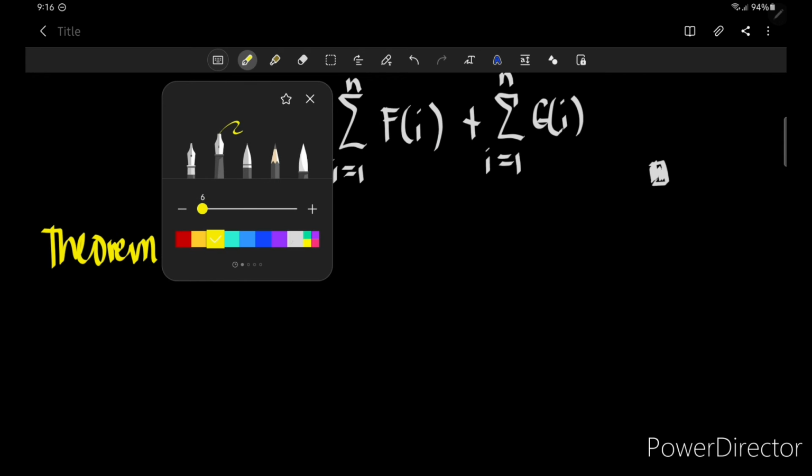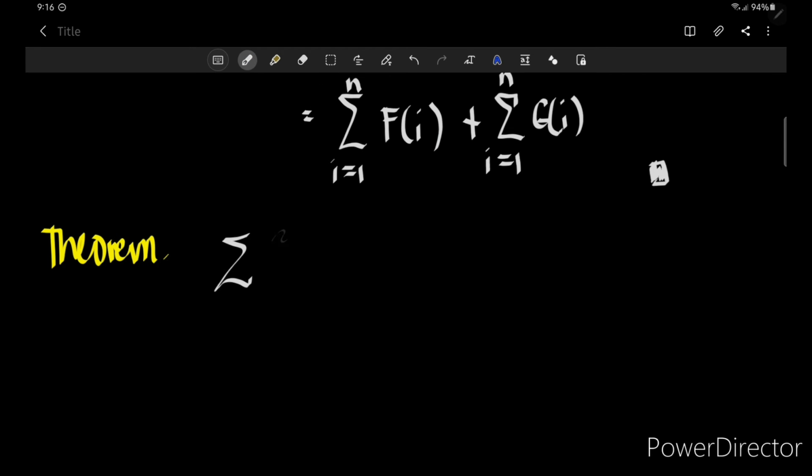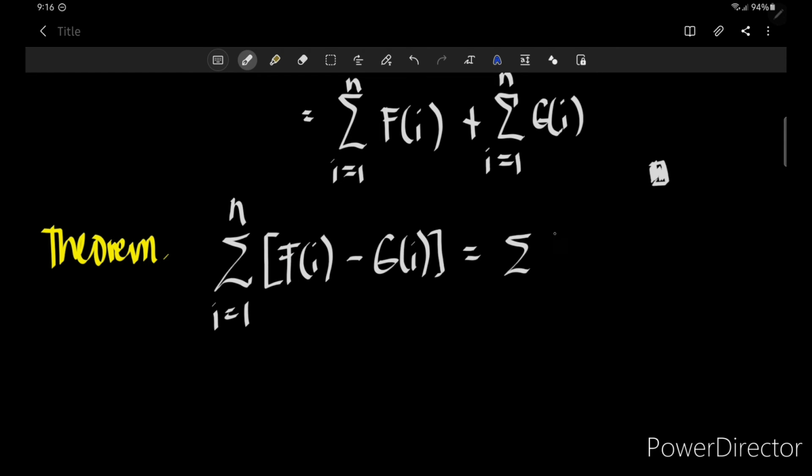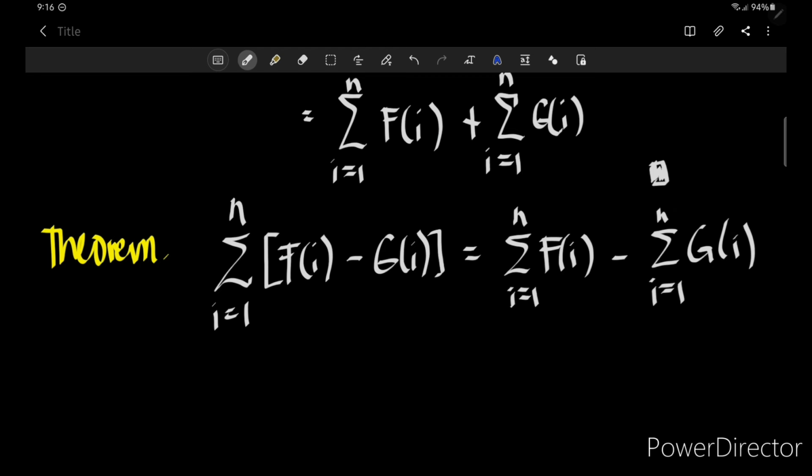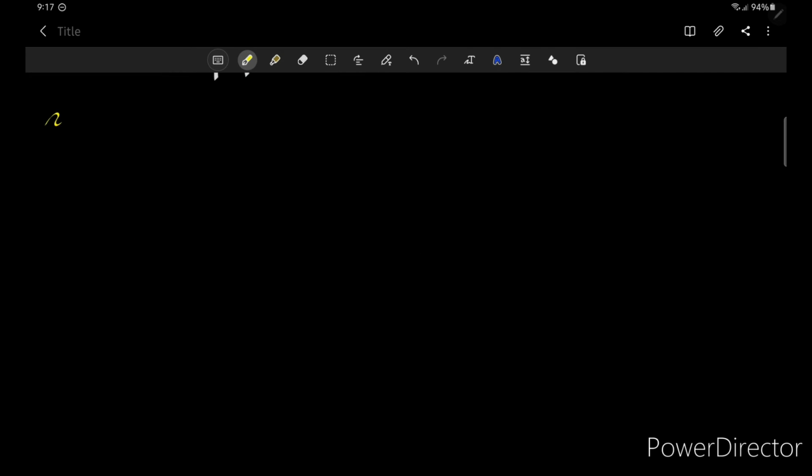Okay. So, meron tayong summation of f of I minus g of I, where I ranging from 1 to n. So that is equal to summation of f of I, 1 to n, minus summation of g of I, where I 1 to n. And the proof is left as an exercise sa ating mga students. Same lang din yung process para sa third theorem. Nagbigay tayo ng example.